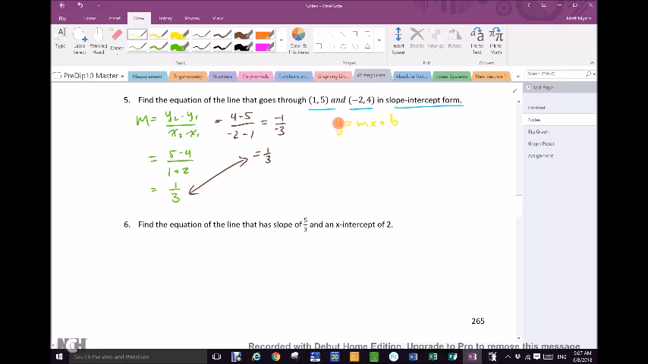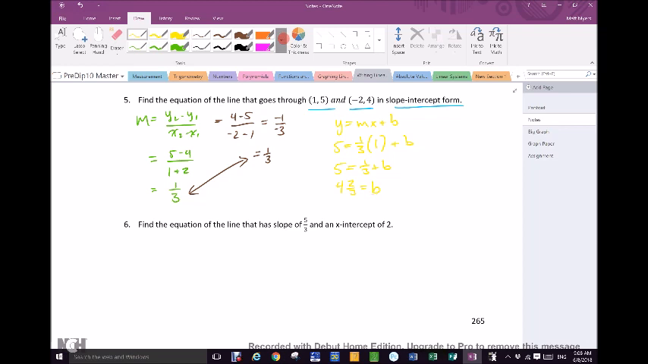What could I write for y? Just for y. What could I write? 5 equals, what's my slope? 1/3. What's my x? I have to use 1 because I chose 5 plus b. 5 equals 1/3 plus b. 4 and 2/3 equals b. Right?